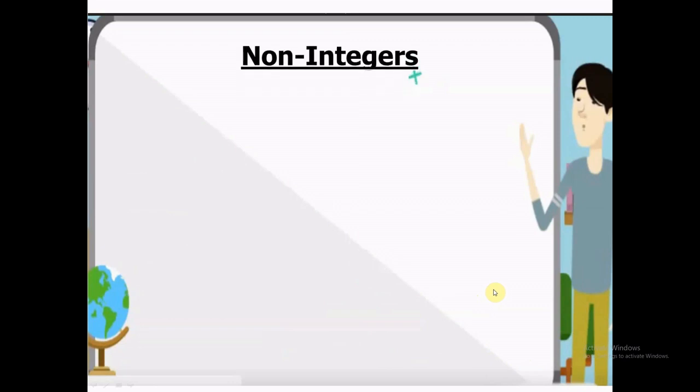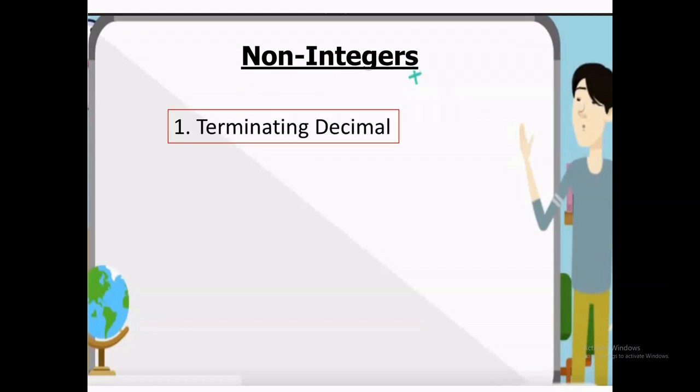Non-integers. Okay, so if we go back, rational numbers are made up of non-integers and integers. So for non-integers, we have first the terminating decimal. So what is the terminating decimal? Terminating decimal means a decimal that ends. So it has an ending. It stops. Okay, so for example, we have 1.75. So it doesn't extend. It stops at 0.75.